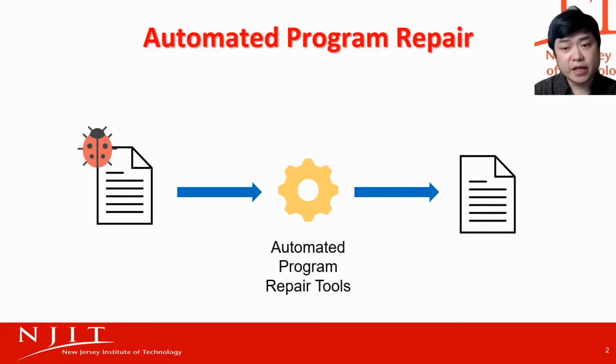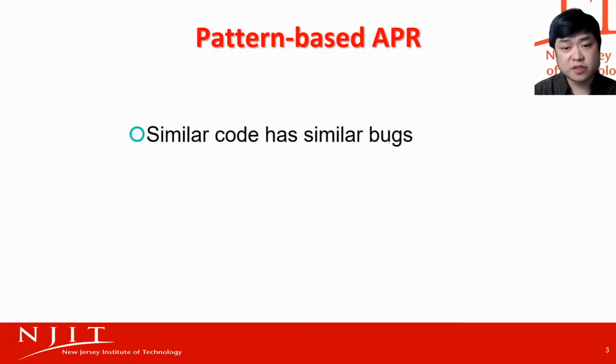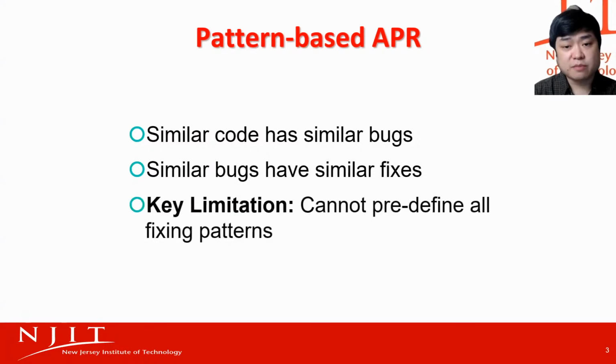There are two main kinds of APR approaches. The first kind is the pattern-based approach. That is the traditional way of doing automated program repair. Researchers found that similar code often has similar bugs, and among the similar bugs, the fixes could often be similar. So the pattern-based approaches are designed to catch the fixing patterns from existing bugs and apply them on similar bugs. But this kind of approach has one key limitation: the fixing patterns cannot all be predefined.